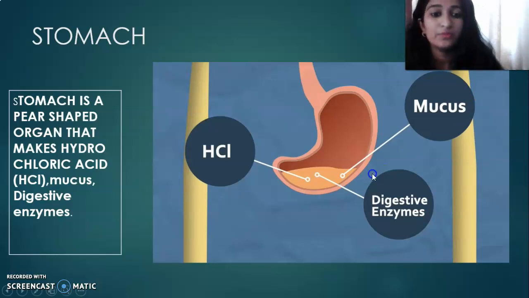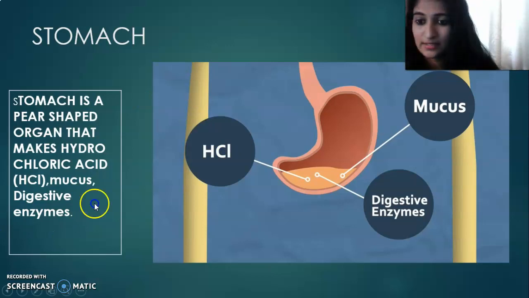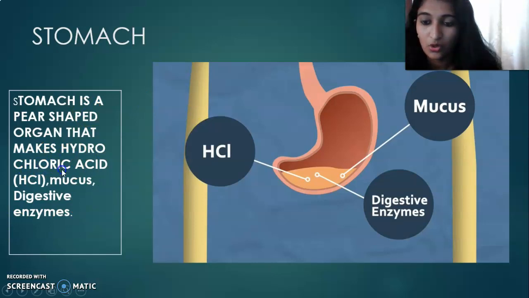In the stomach we have so many acids. You can see this is the acid. You have heard about what an acid is, right? The acid present in the stomach is HCl, which is hydrochloric acid. Okay, we have hydrochloric acid.